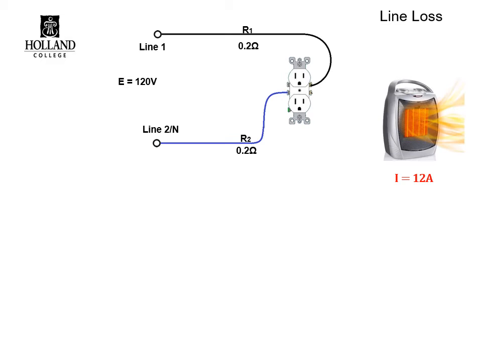So once we plug our unit heater in, that's our load, then it's going to start drawing 12 amps. Now my input source voltage is 120 volts. My current through my feeder wires, 12 amps, across 0.2 ohms, is going to use a little bit of voltage.